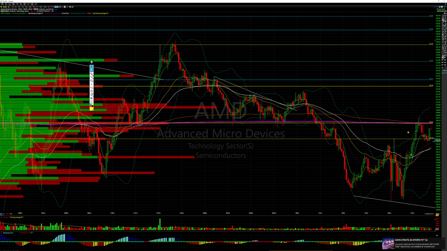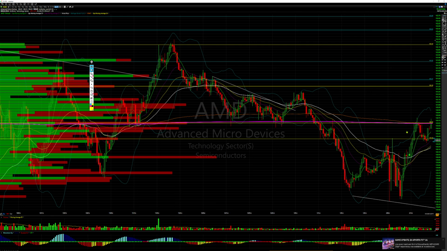Let's see if we can get another M. I would not add here, because you're creating a zone within the zone, right? So this is a zone, and now you're creating this zone. I don't know which way it's going to break. I still think it's down. I'm still leaning to the downside, but I'm less convicted.